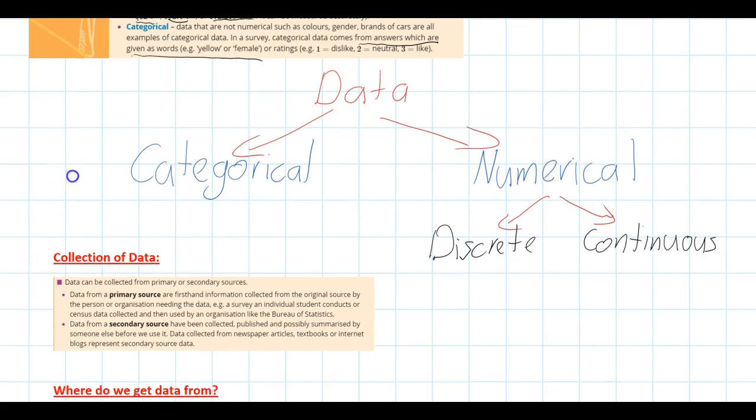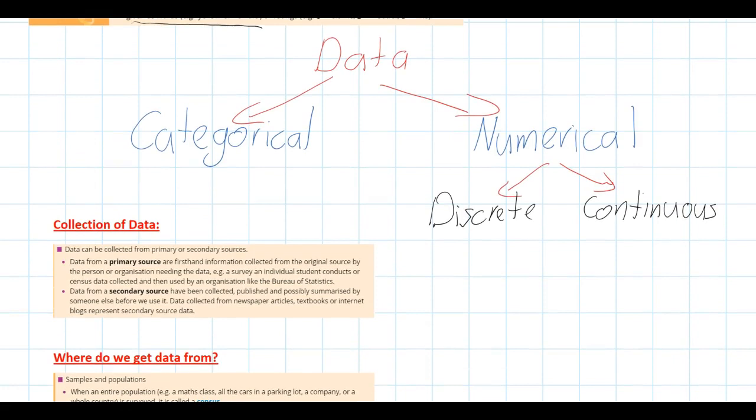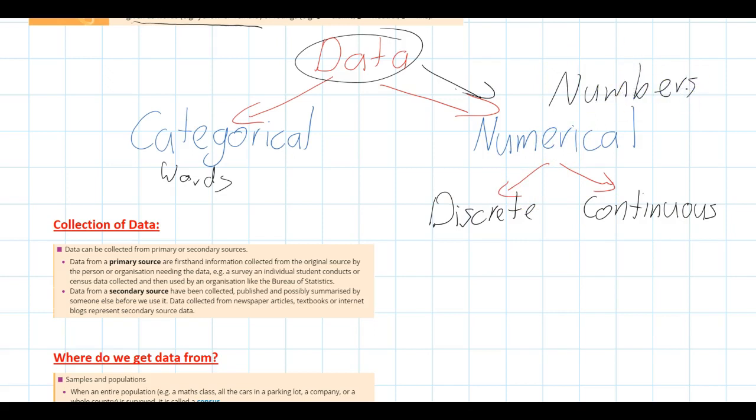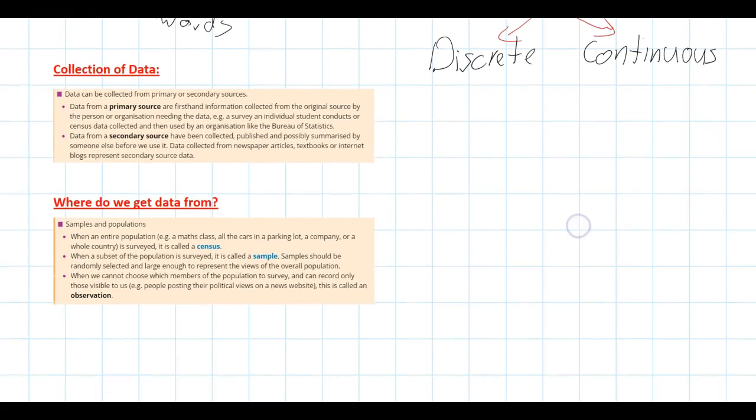Now I drew this little flowchart here to help you understand in a bit more detail. Whenever we have data, okay, we usually separate it into parts. So we have categorical, which we know are words, and then we also have numerical, which can be broken down into discrete and continuous, and these are obviously going to be numbers. So make sure you have that information written down, and now you need to write these following definitions down as well.